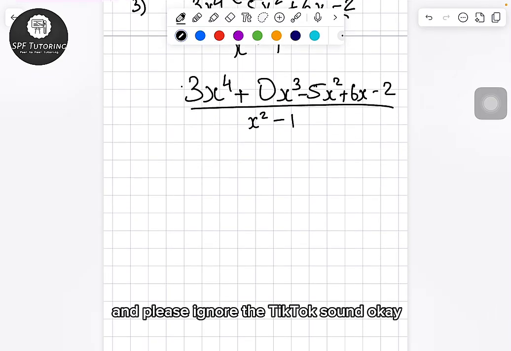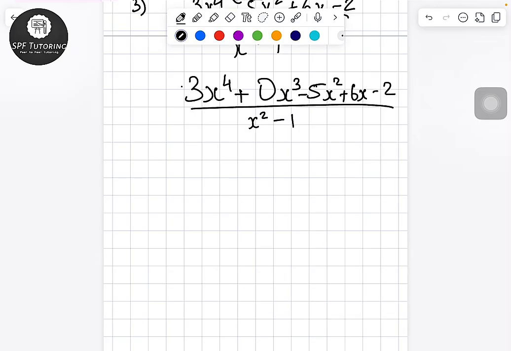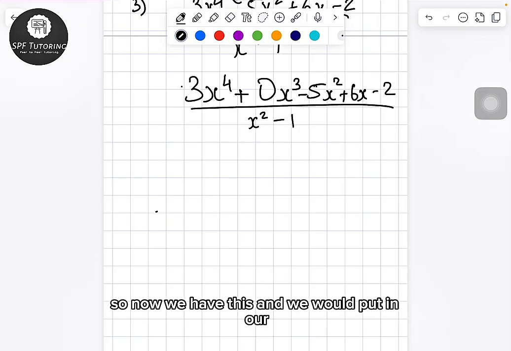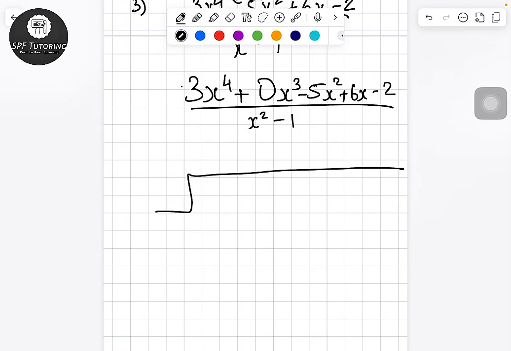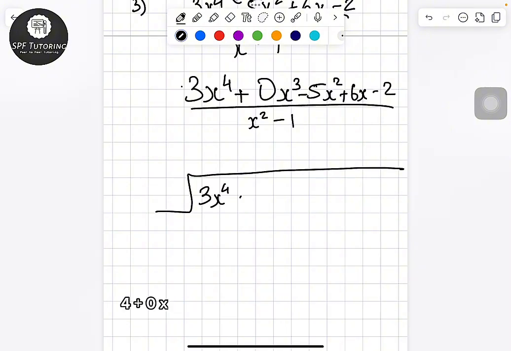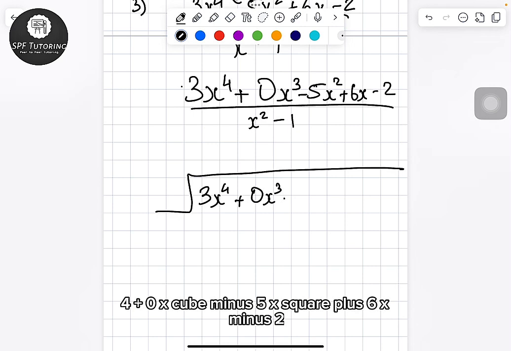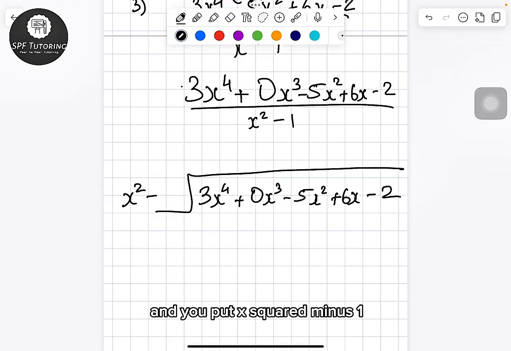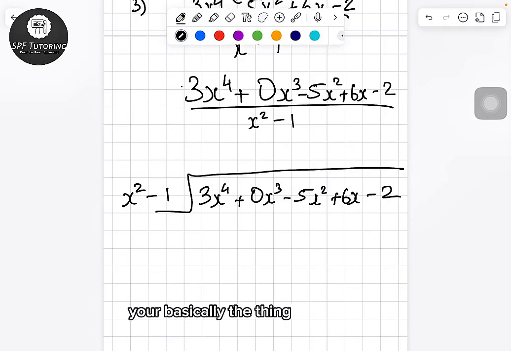And please ignore the tick sound, okay? So now we have this, and we put in our equation the 3x to the power of 4 plus 0x cubed minus 5x squared plus 6x minus 2, and we put x squared minus 1. So this is basically the setup.